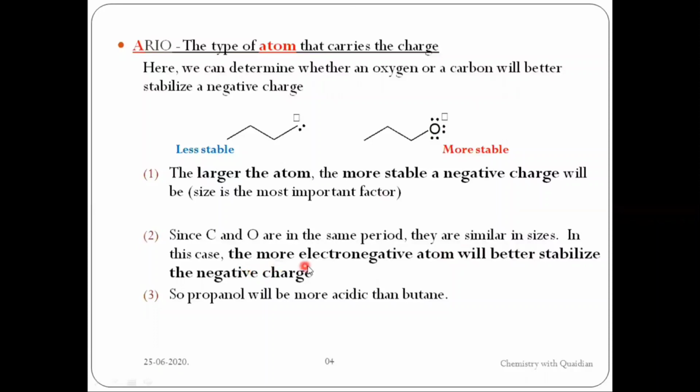In this case, the more electronegative atom will better stabilize the negative charge. Here oxygen is more electronegative than carbon, so it can stabilize the negative charge more. So propanol's conjugate base is more stable and propanol is more acidic than butane. So on the basis of size, or if they have comparable size, then you will go to the electronegativity. The more the electronegativity, the more acidic the nature of this compound will be.